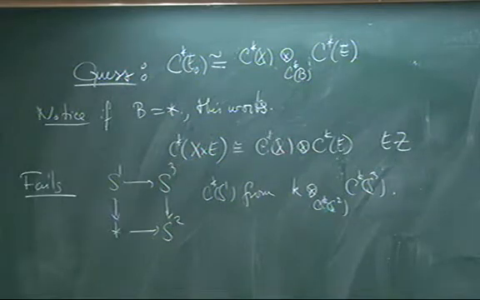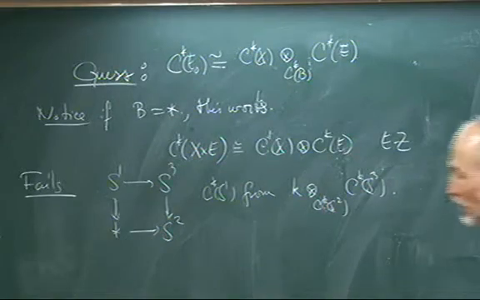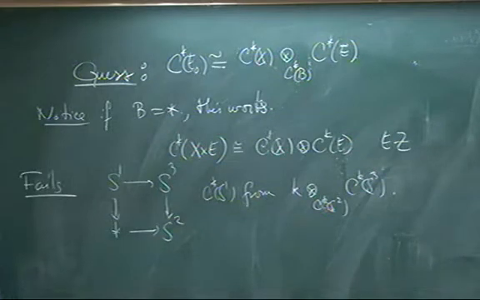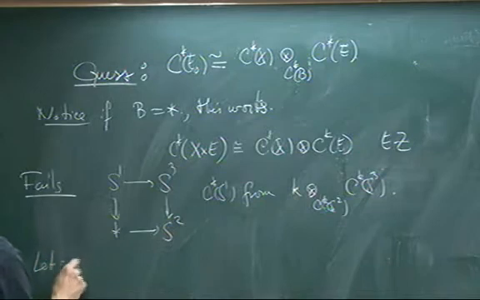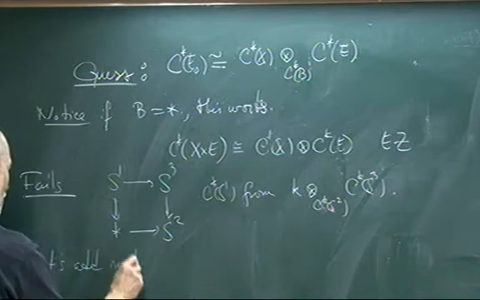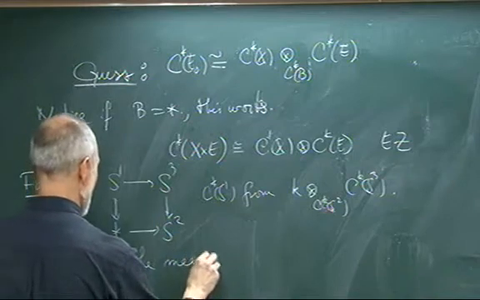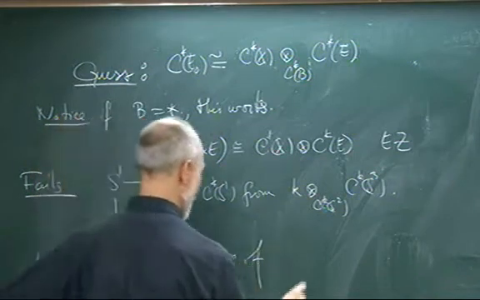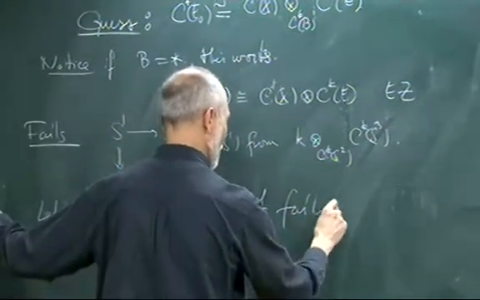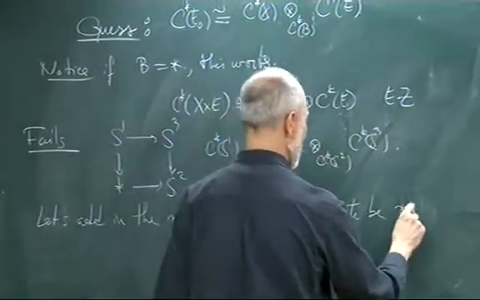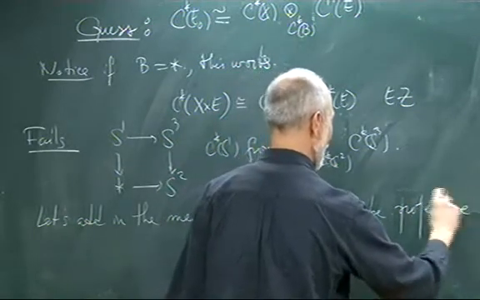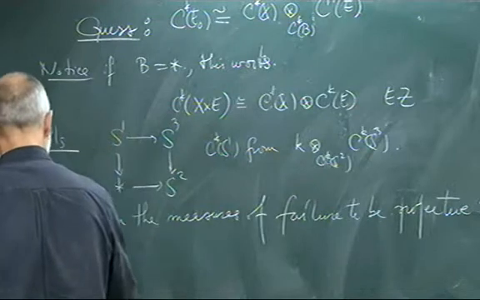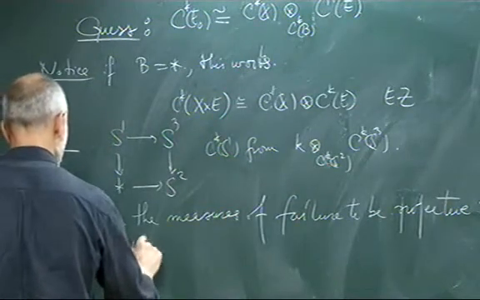So as I introduced in the beginning of the talk, we have a way of measuring the failure to be projective, and that's via the Tor functor. And so let's add in the measures of failure to be projective. And we get the following theorem of Eilenberg and Moore.